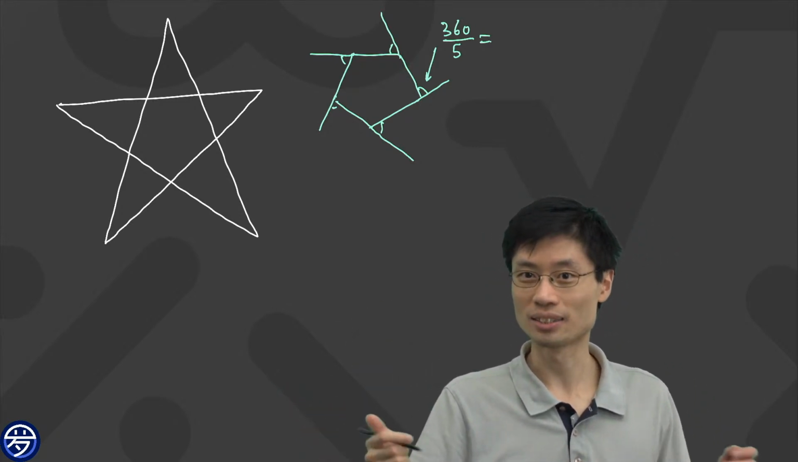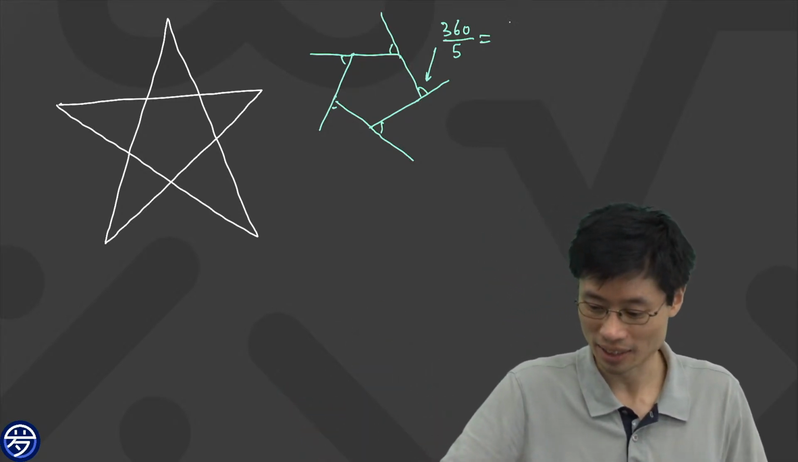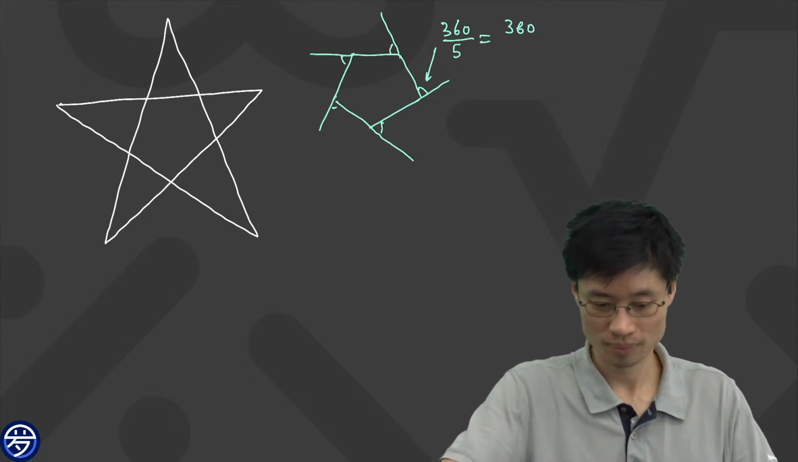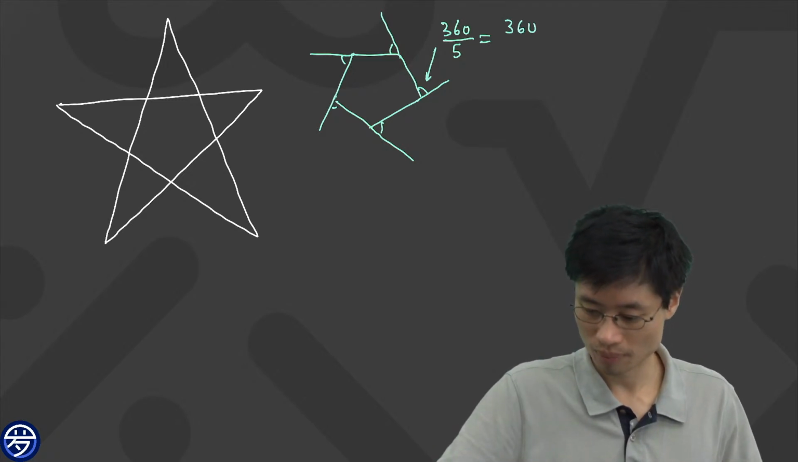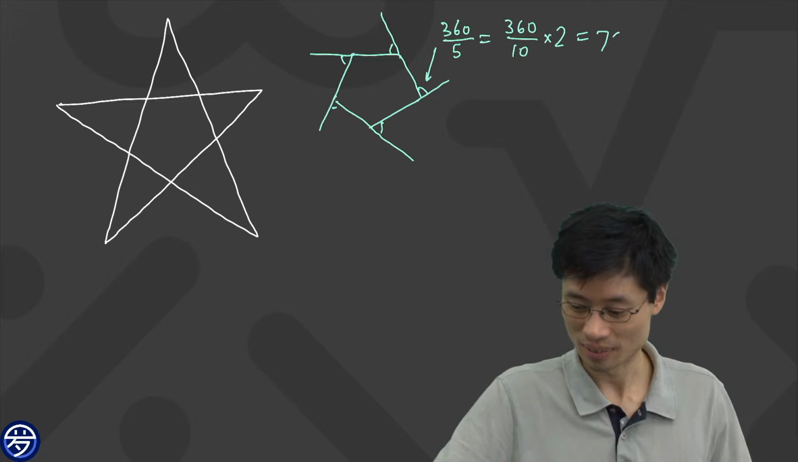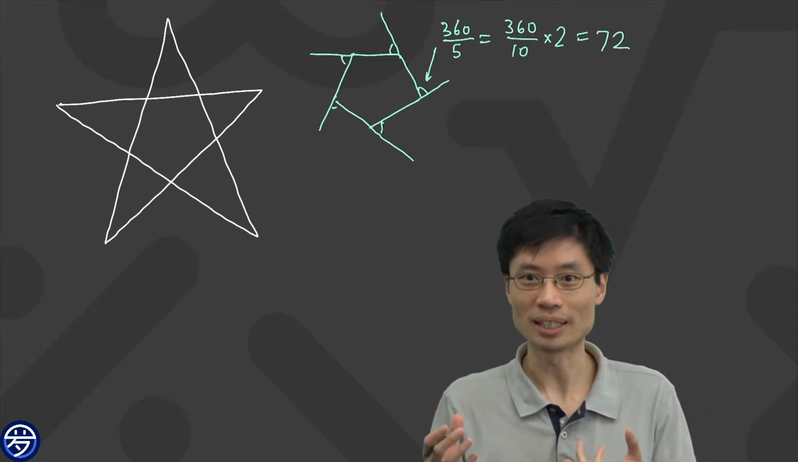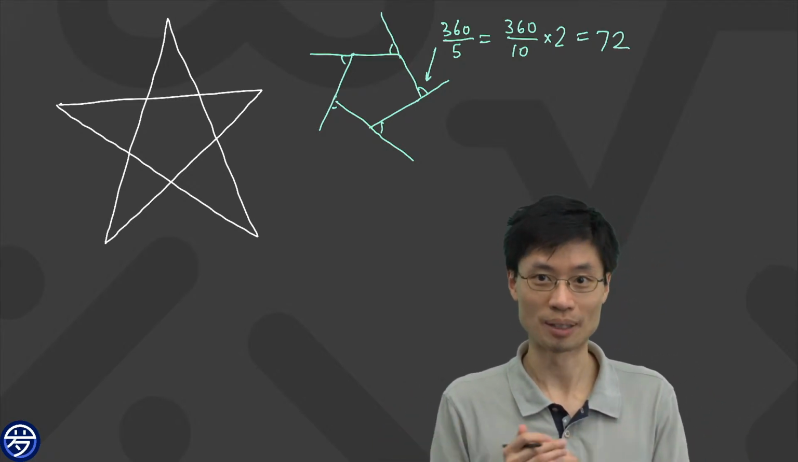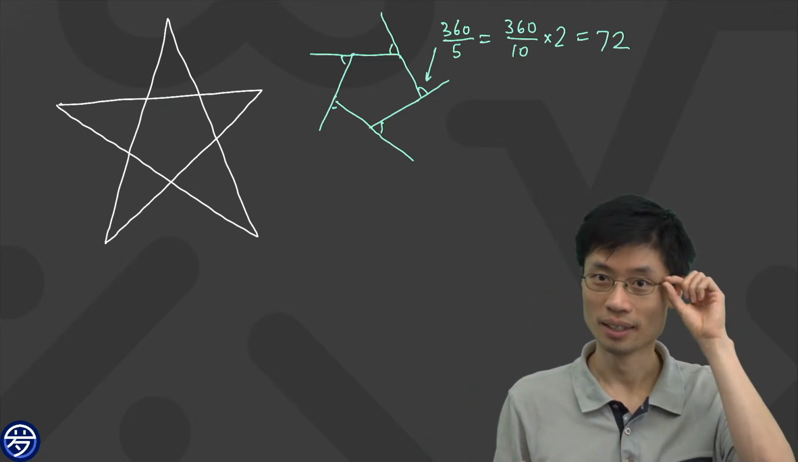Right? If I want to divide by 5, it's the same thing as 360 divided by 10 times 2. Now that's easy. That's 36 times 2, that's 72. It's somehow easier for me to double a number than to multiply it by 5, or divide it by 5. So now I have 72.